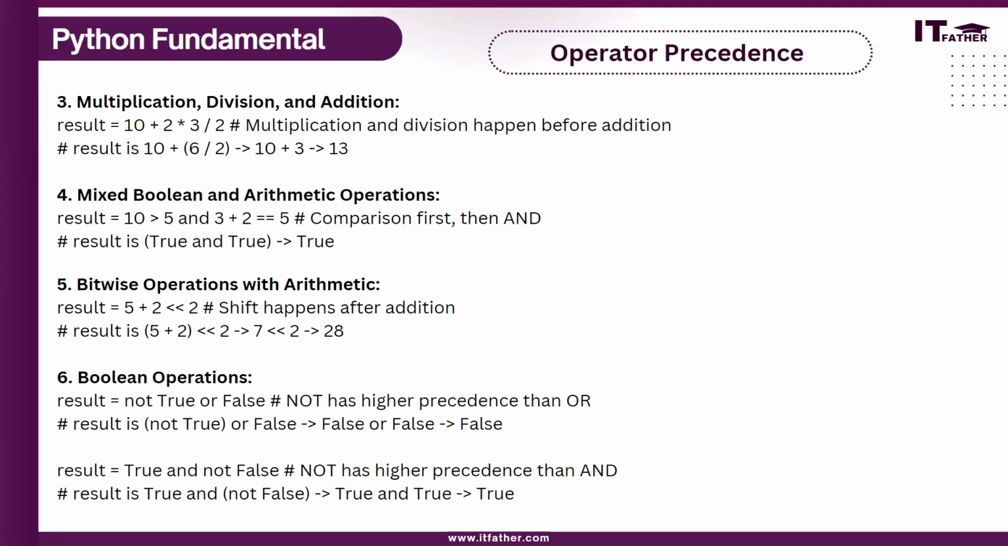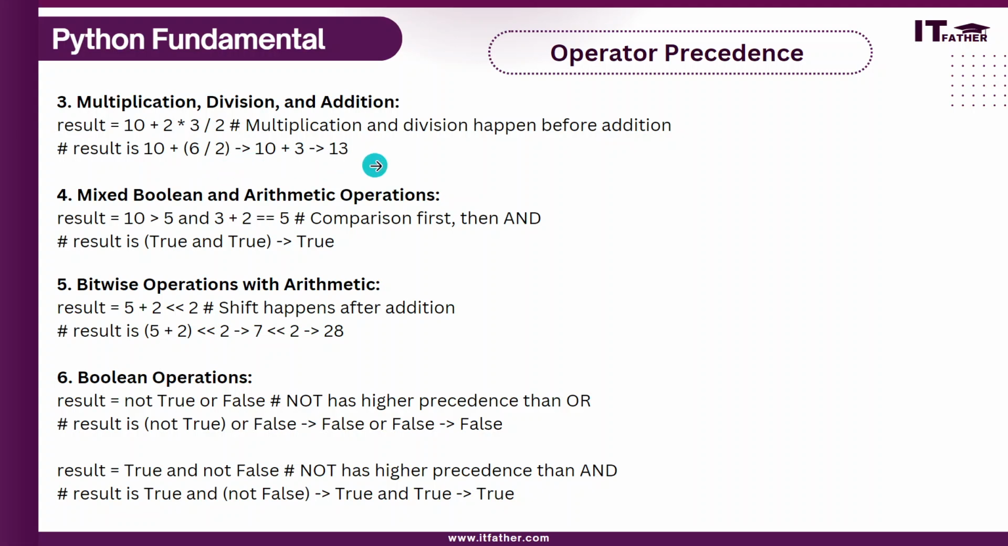Next we have multiplication, division, addition all together, right? If we have multiplication and division together with addition, then first of all multiplication and division will happen beforehand and from left to right. Let us see, 10 plus 2 into 3 divided by 2. Going from left to right, first 2 into 3 is executed, it became 6, then 6 by 2 will be 3, and then 10 plus 3.